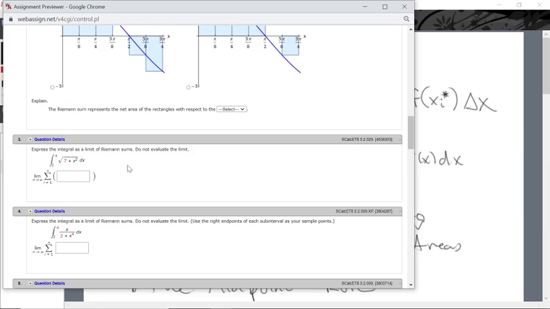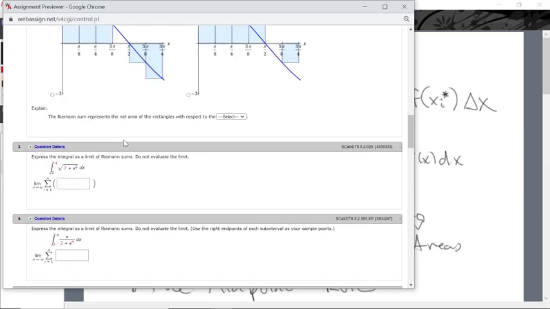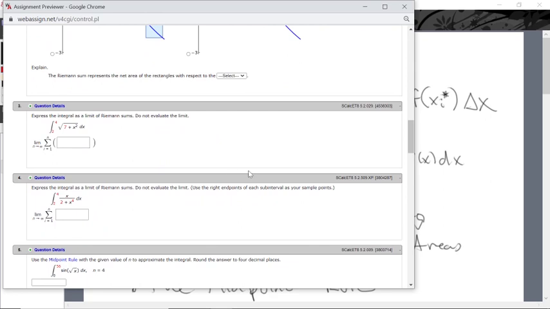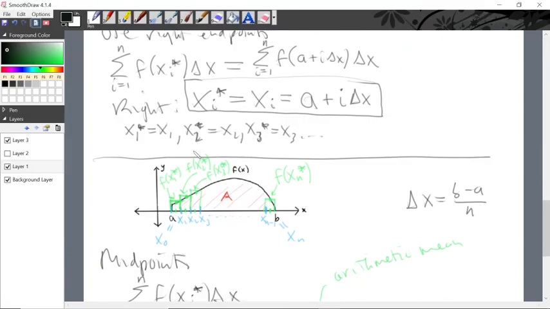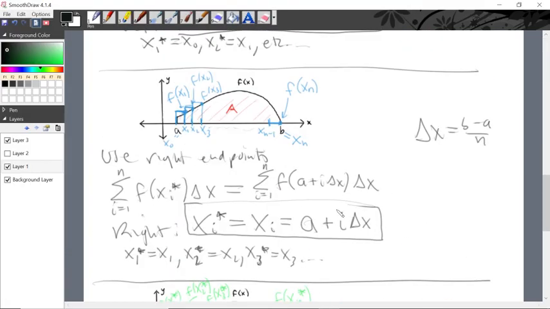In general, I'll make a note here, in general, you're going to want to use, for our different choices for sample inputs, the right endpoints for your sample points. That is what we derived over here, this formula right here. I'll put this one down here in a different color, so try to highlight it.